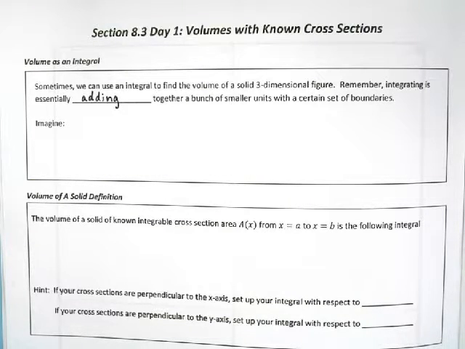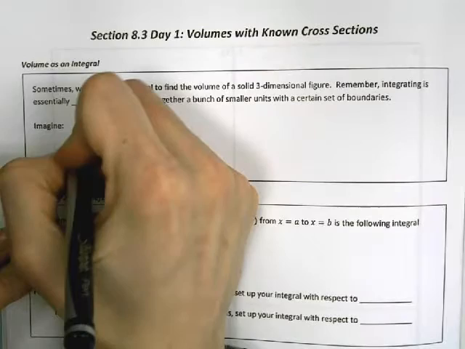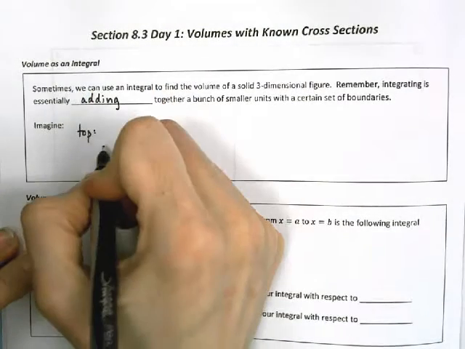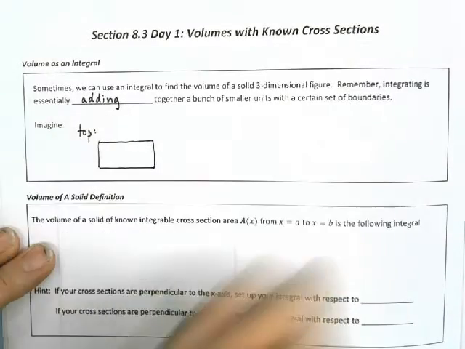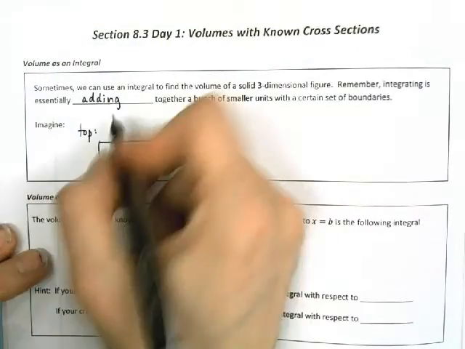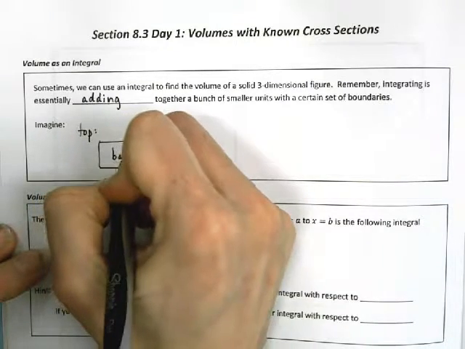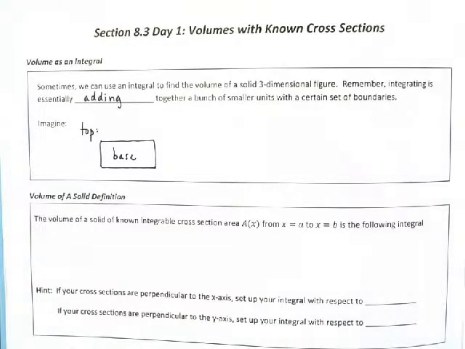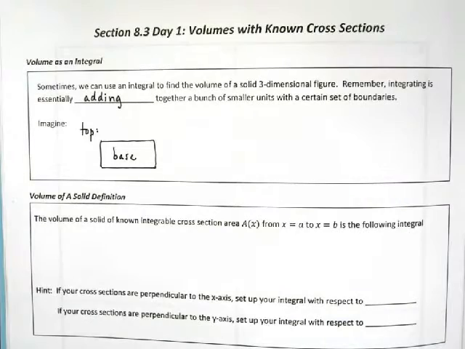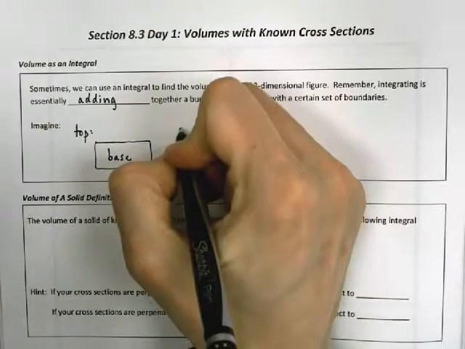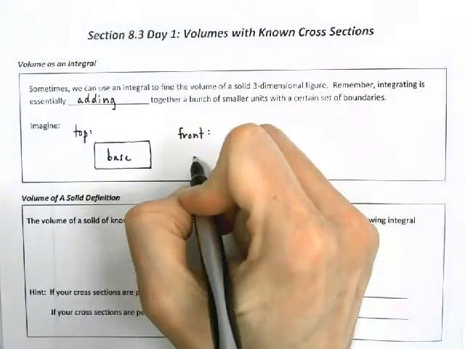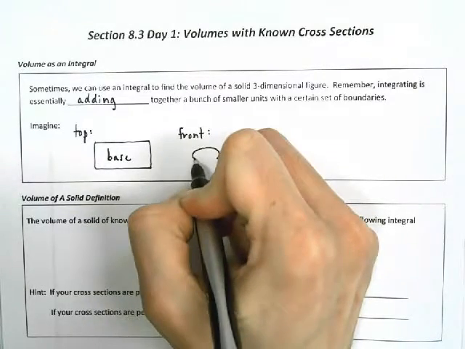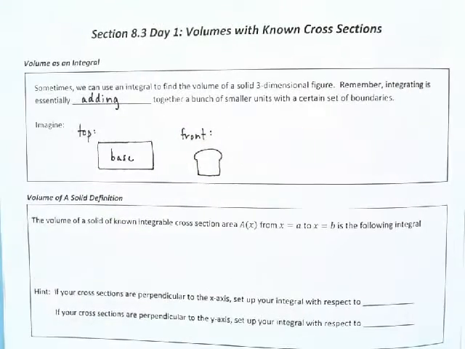Okay, and so if we were to take a look at a loaf of bread from the top, we would pretty much see just a rectangle. We're going to consider that the base of our loaf of bread. So what kind of shape is that sitting on? That'd be pretty much a rectangular shape. But now if we look from the front, it's going to look something like this. Don't mind my silly looking loaf of bread, but it's going to be something like this.